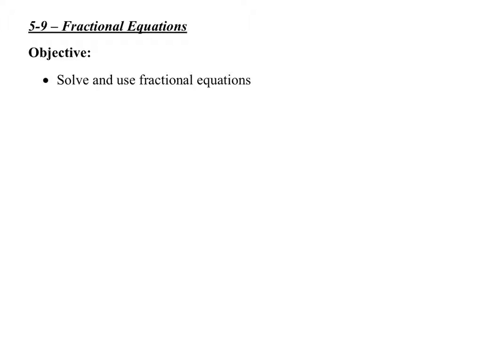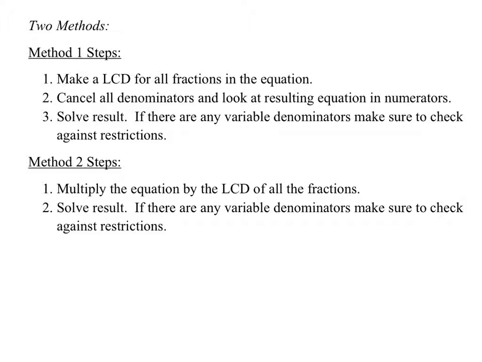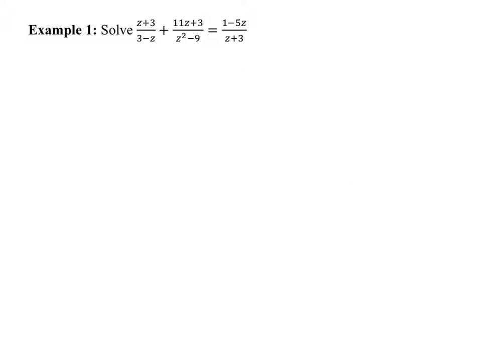So in this section, we're going to look at fractional equations. There's two methods. The first method is the one we did yesterday: find the LCD and then simply multiply everything in the equation by the LCD. Personally, I think this is the easiest way to do it. The other method I talked about yesterday: cancel all the denominators by making the LCD the same for everything and solve what's left. I'm going to probably go to method 2. So let's take a look at this.